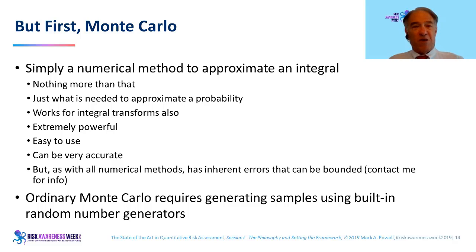Okay, and of course it's pretty obvious. You can move that leaf in different positions and get different answers, which is the exact same thing that you're going to get with different random number sequences. So ordinary Monte Carlo requires generating samples using built-in random number generators or grids. Grids are usually not used because the problems are too complex. You usually have to have n-dimensional grids for most problems in the real world.